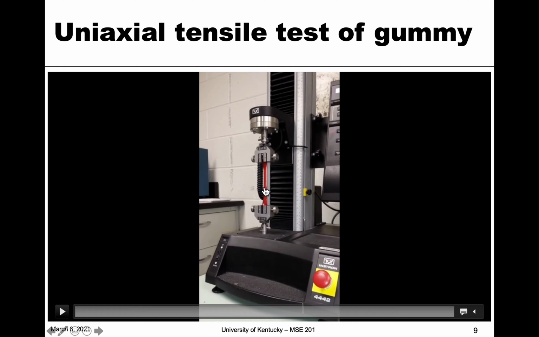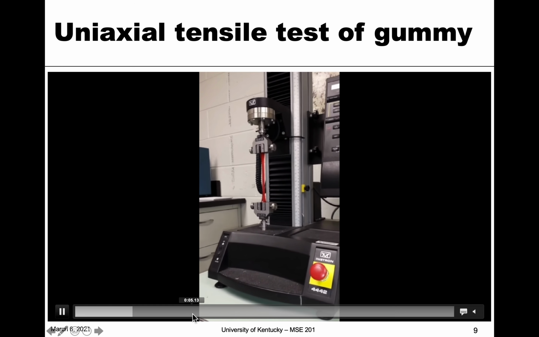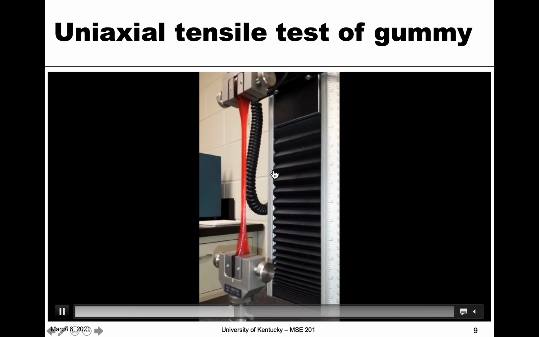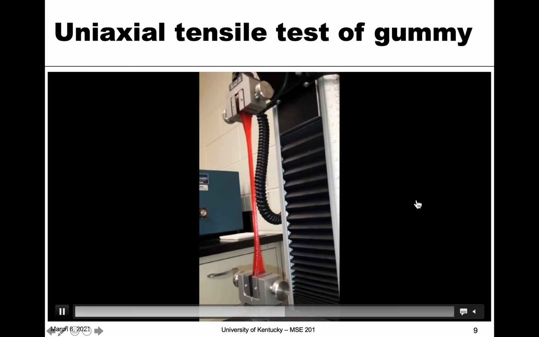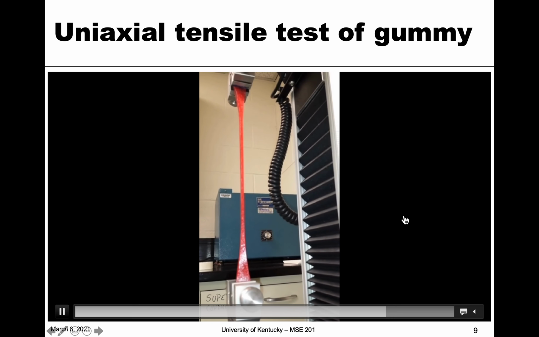So this is the gummy dog bone that you can see, and then these are the grips. And in this case, the grip is going to move upward in this direction. That's the crosshead. And then there's a load cell up here measuring the force it's going to take to move this. So I'll go ahead and play this. We might have to speed it up, but the video's already sped up quite a bit. And so you can see it extending quite drastically. So this is the elongation that we want to measure for this sample.